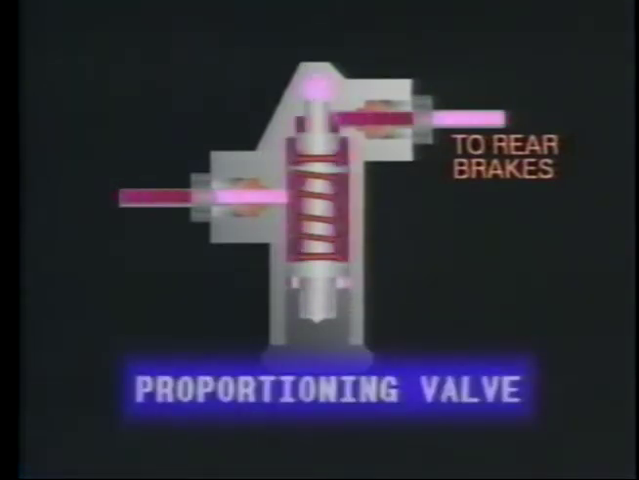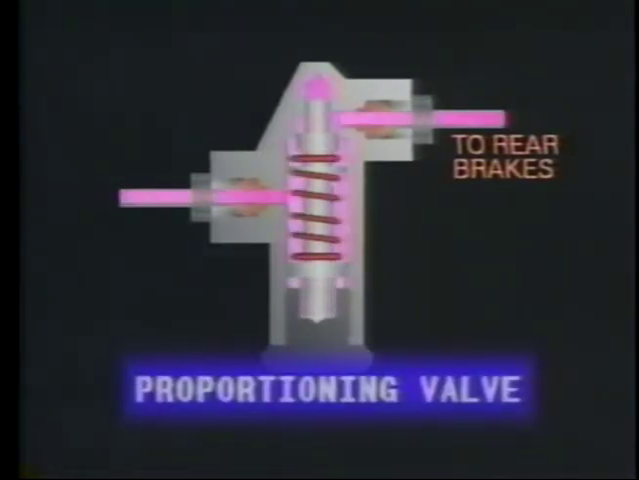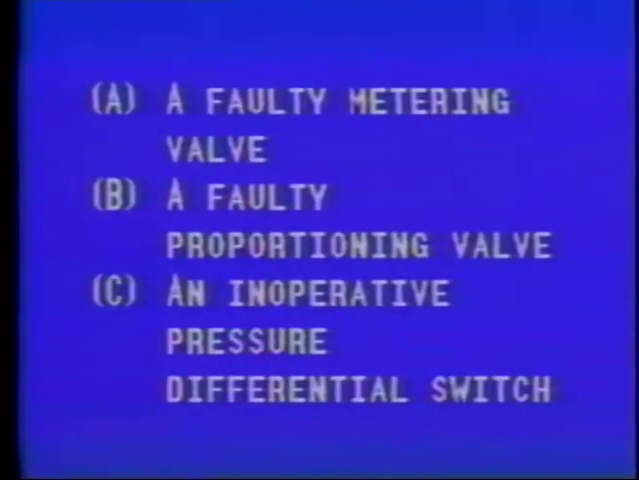During hard stops, the rear brakes tend to lock up. When pressure in the rear brakes gets to a predetermined level, the proportioning valve limits the amount of pressure to the rear brakes. This helps to control rear wheel lockup. So if the proportioning valve fails, the rear wheels could lock up. The correct answer, therefore, is response B.